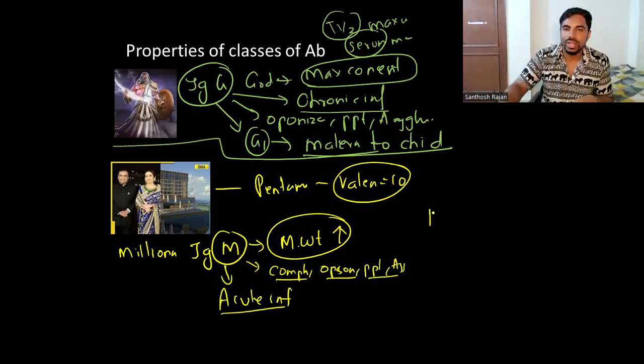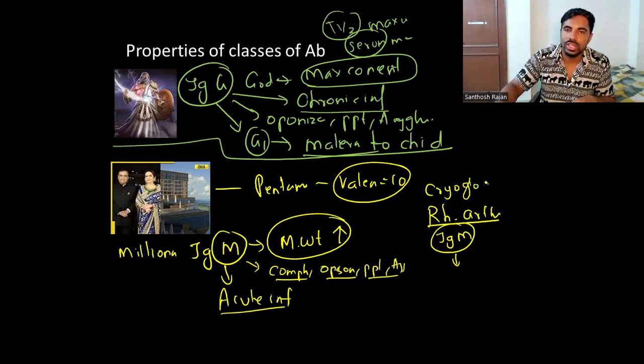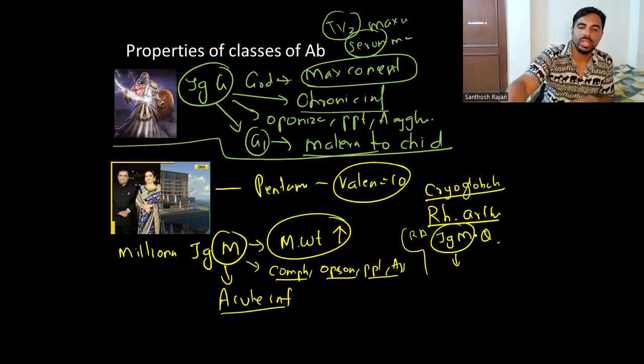And one more thing, in rheumatoid arthritis, it is basically IgM against the IgG protein. IgM formed against the IgG. That is rheumatoid arthritis. Not just rheumatoid, even cryoglobulinemia also. The rheumatoid factor is basically IgM formed against the IgG. So basically it's IgM only. So that's one thing I want to add here.